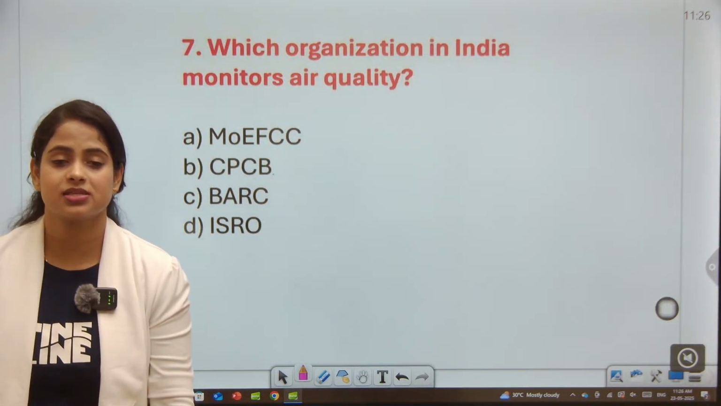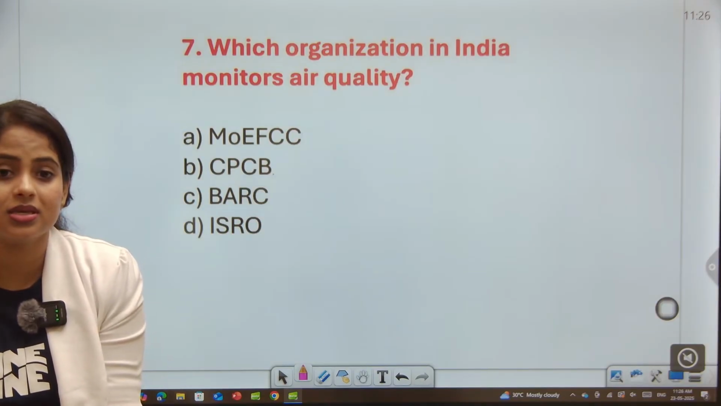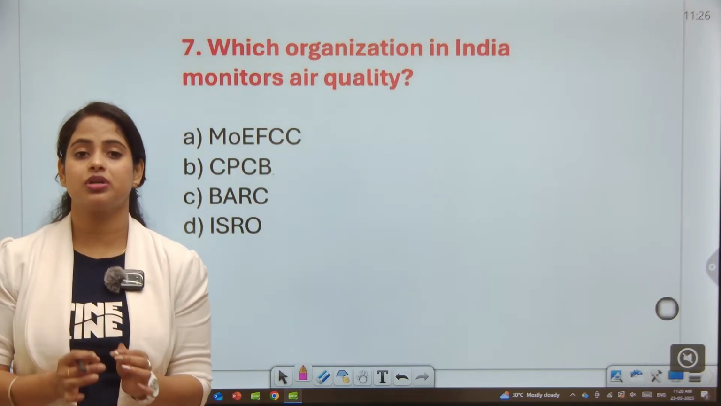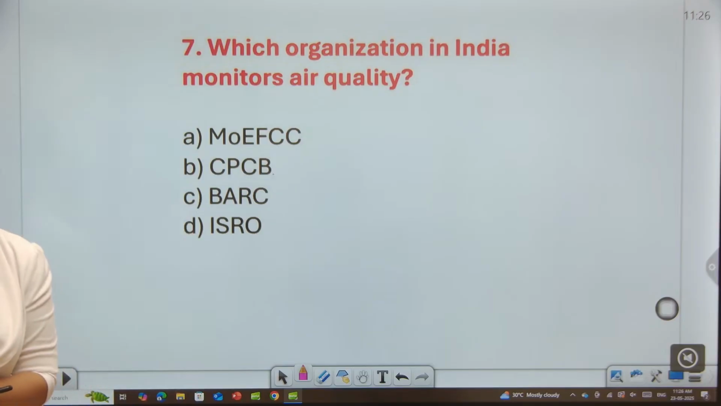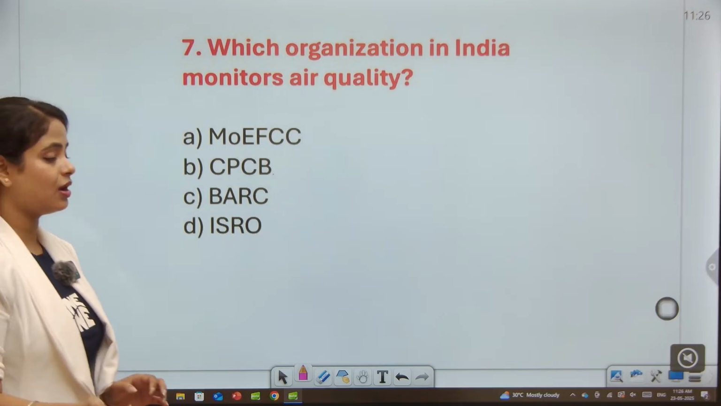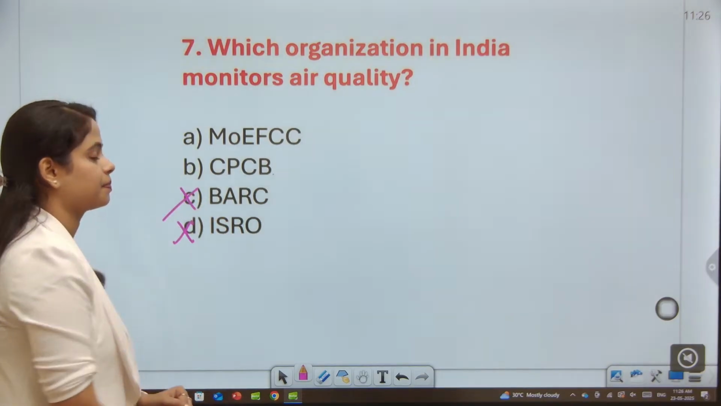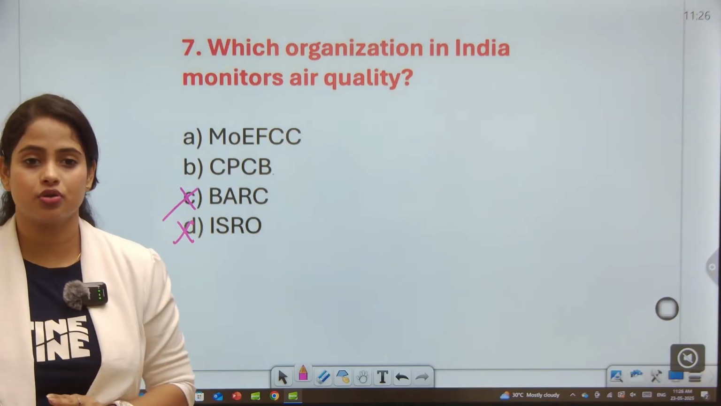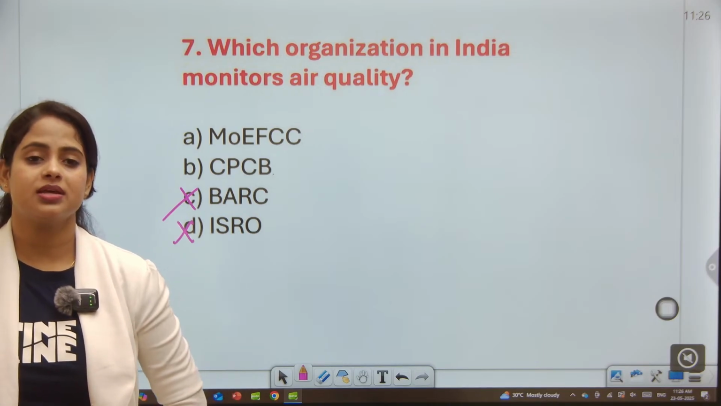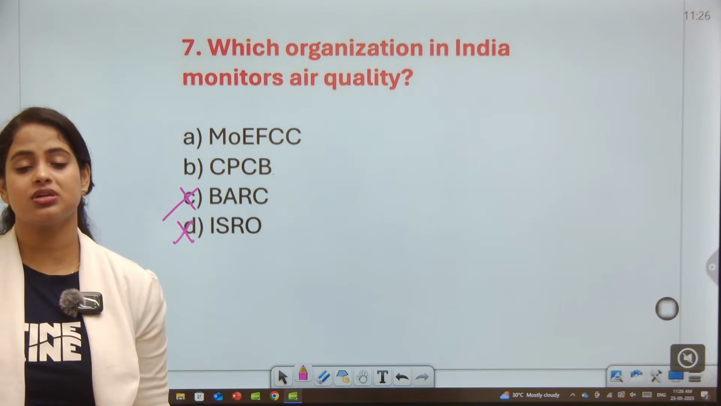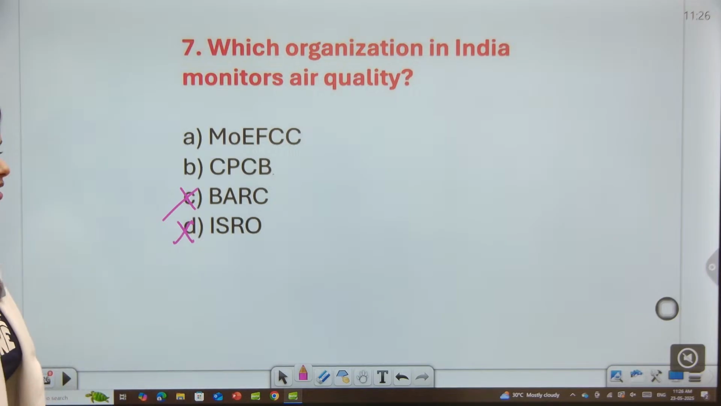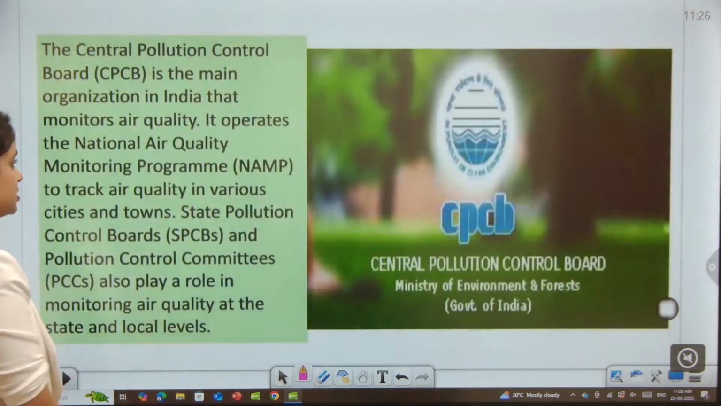So next question. Which organization in India monitors air quality? MoEFCC, CPCB, BARC or ISRO. So who is the odd one out? ISRO and BARC. There are two options left for you. Choose the right answer among the two. Tell me what will be the right answer. That is CPCB, and let's see what the CPCB is.